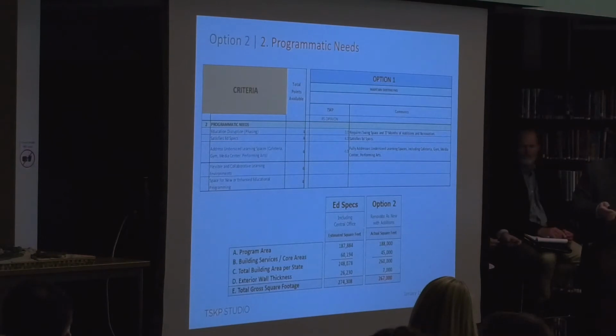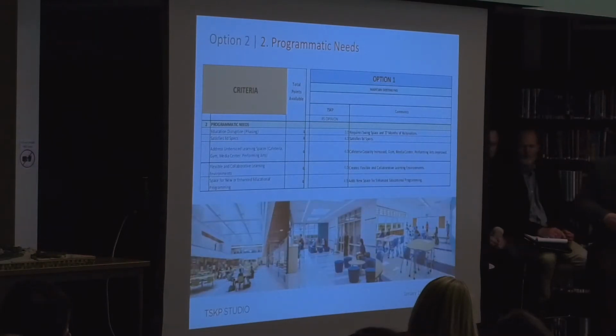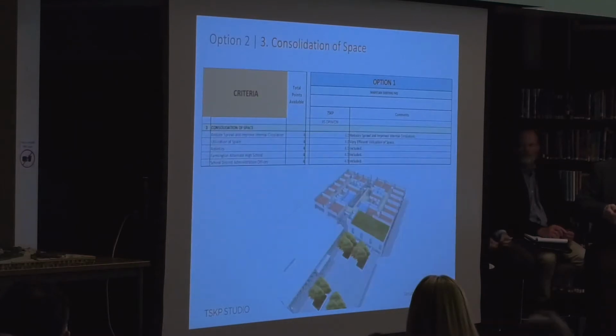Next is, are we satisfying the cafeteria needs, the media center, performing arts spaces? Are we creating the kinds of spaces that you need for collaborative learning, new space for enhanced educational program? I assure you we are. And these photographs are taken from a similar project in which we delivered those kinds of features. So I think these should be scored a 4.